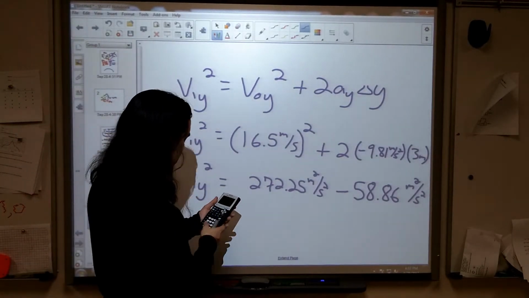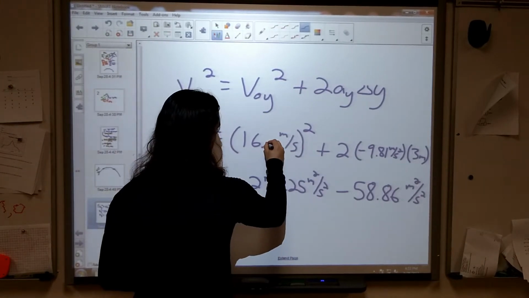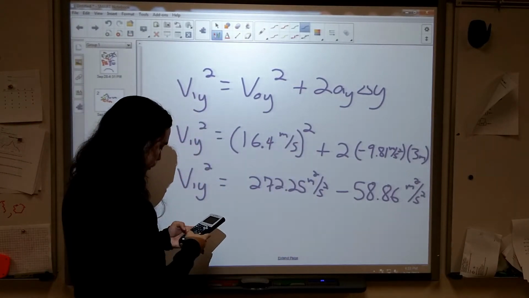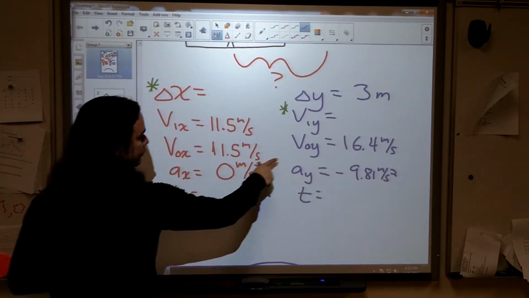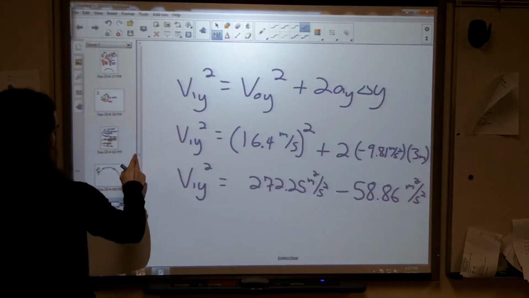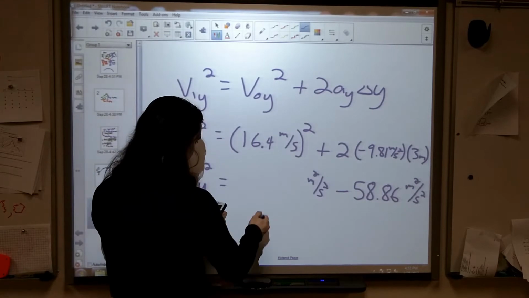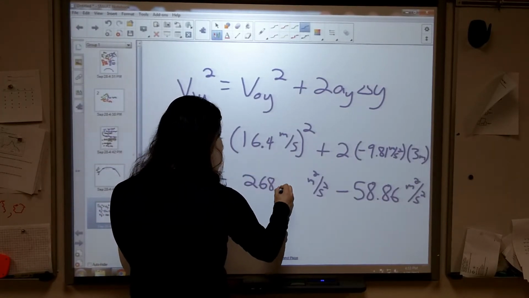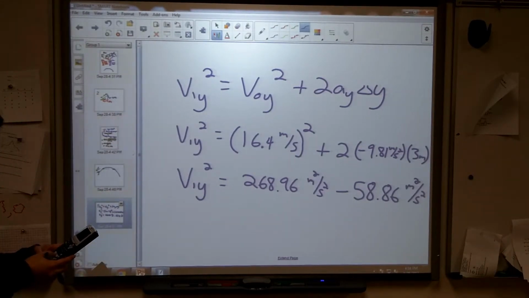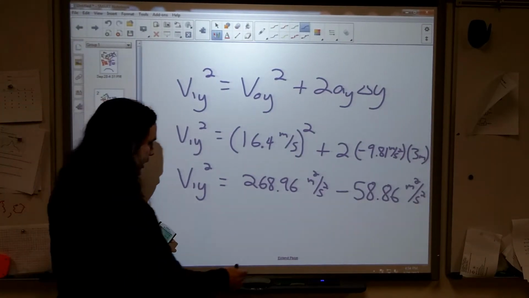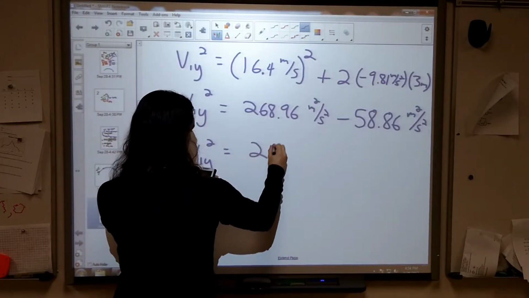All right, double check. Oh, I'm sorry, not 16.5, it's 16.4. Bad Sanchez. 16.4 squared. Let's double check that. This is why it's nice to have all of your values filled in. Yep, 16.4. I apologize about that. You're not 272.25. Get out of here. You are 268.96 minus 58.86. And I get v final in the y squared equals 210.